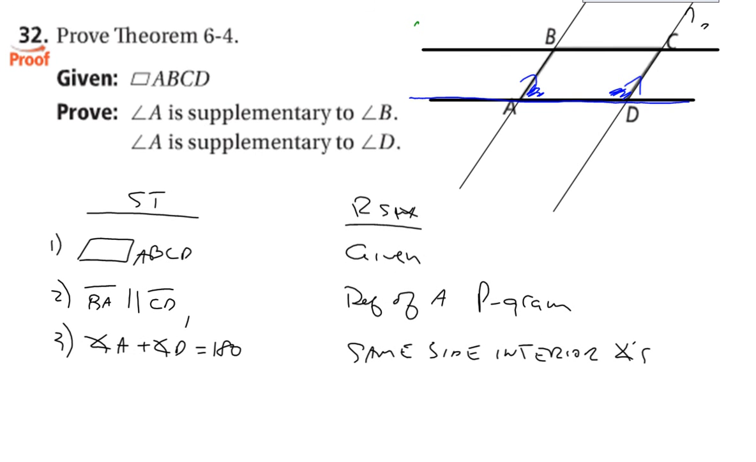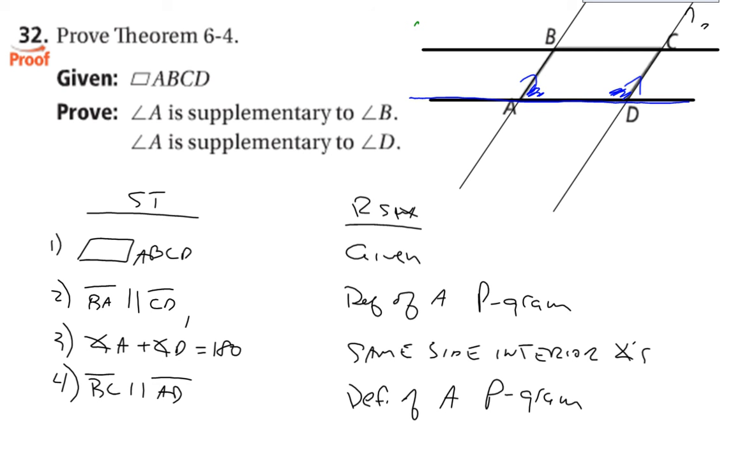What else do I know? Well, I got through saying that BA is parallel to CD, and now I have to say that BC is parallel to AD. So the fourth statement is going to be that line segment BC is parallel to AD. Why? That's also the definition of a parallelogram. Folks, this belongs in your notes.